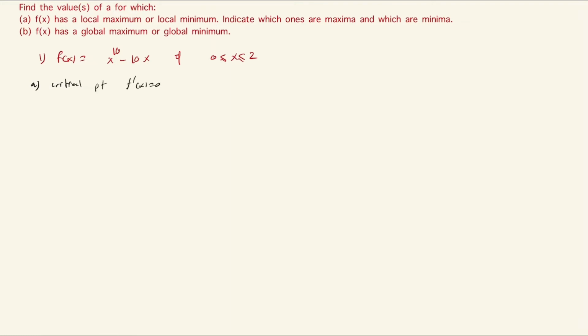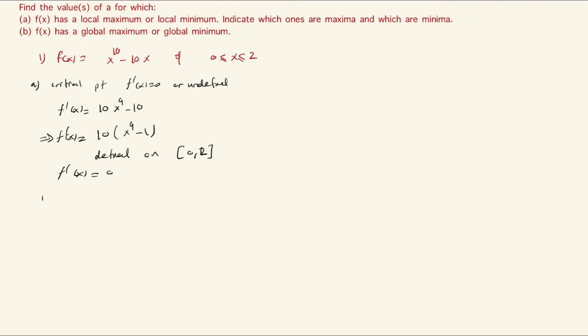So what we're going to do is find a critical point and apply the test to check if they are local maximum or minimum. So first, a critical point is where the first derivative is 0 or undefined. This is the first derivative. Notice the first derivative function is defined for all values of x, including the given interval 0 to 2.